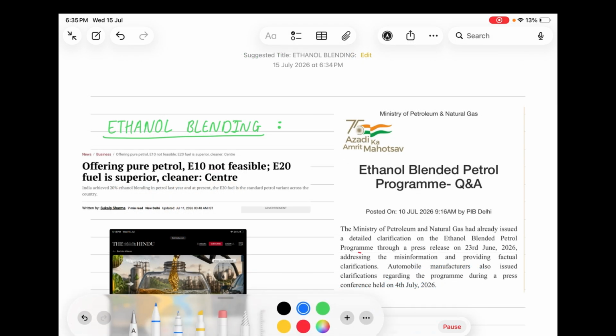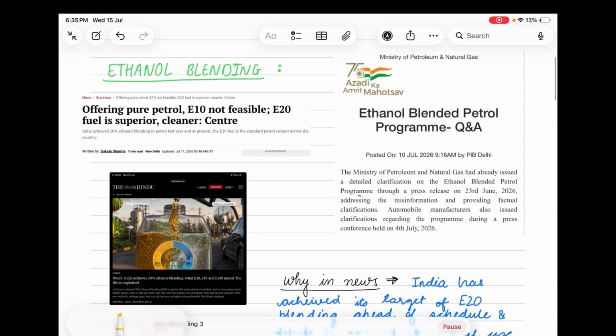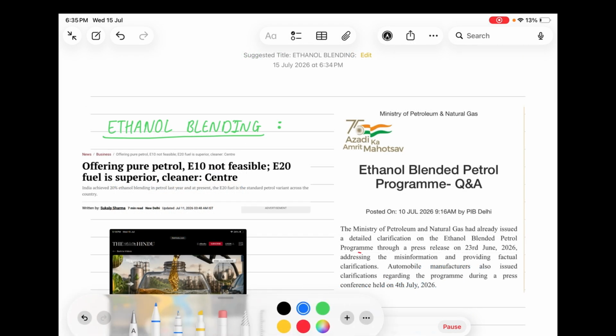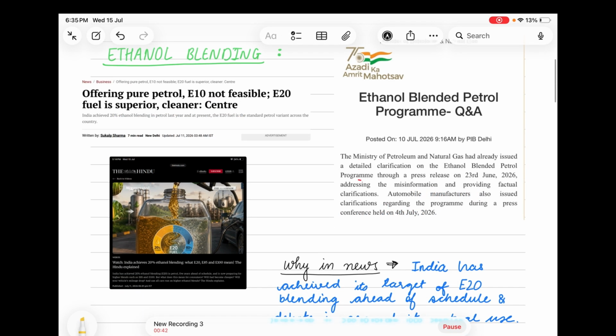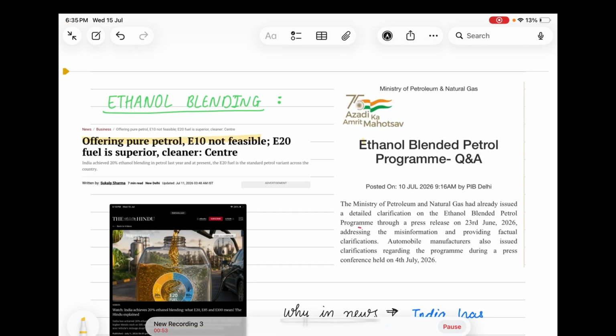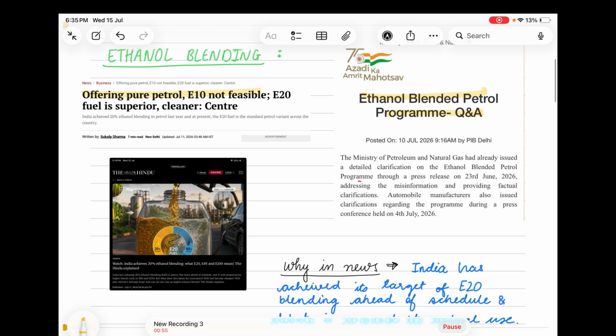Today we will be understanding ethanol blending, and we won't just be reading the news out, but we will also understand what UPSC is asking from this topic. We will basically build notes around it for the mains examination so that you can directly use it in your answers, correct? First of all, on the screen, I'm sure you can see the different articles that I have mentioned about ethanol blending.